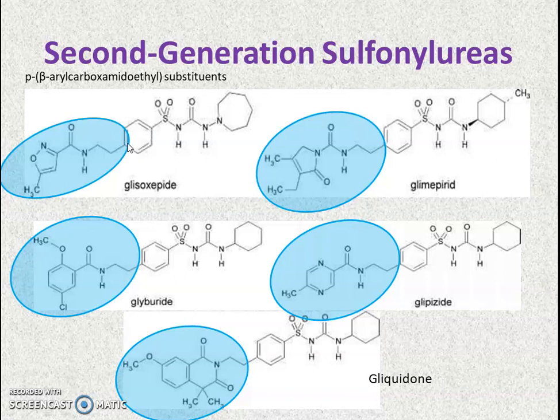You can see this is the para position. In the para you have an ethyl substitution. On the ethyl you have a nitrogen which is attached to a carbonyl group. So it is a carboxamide substitution on this ethyl group. And on the beta position of this nitrogen, that's the beta carbon, we have an aryl group in most of the cases. So this is the beta-aryl carboxamido ethyl substituent on the para position of the phenyl. We have glimepiride, glyburide, glipizide, and gliquidone.